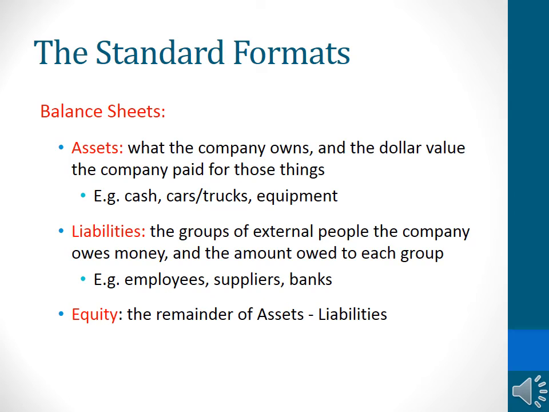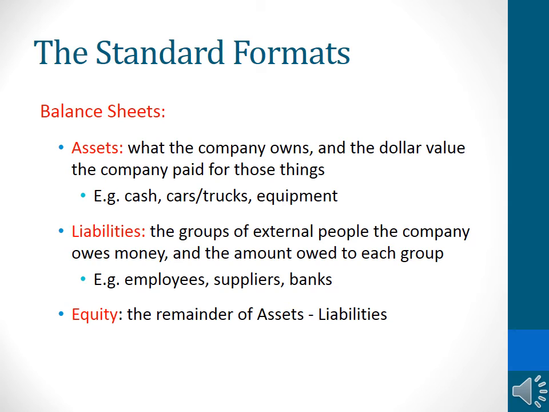Another kind of standard format we're going to learn to prepare in this class is the balance sheet. The main categories on a balance sheet are assets and liabilities and equity. A balance sheet shows what the company owns. The kinds of things are listed. Is it cash? Is it cars and trucks? Is it equipment? What kinds of things do you own? And what's the dollar value associated with those things? How much did you pay for those assets? A balance sheet shows that category.